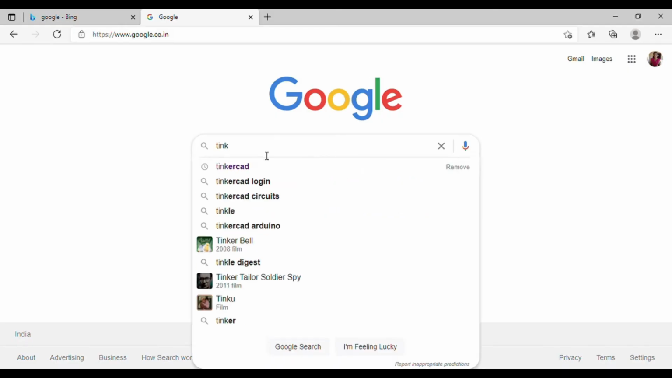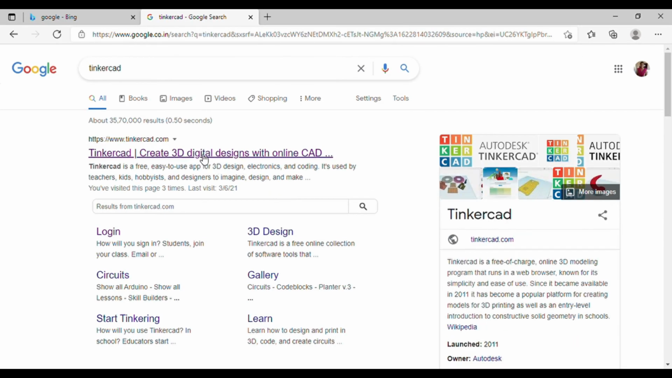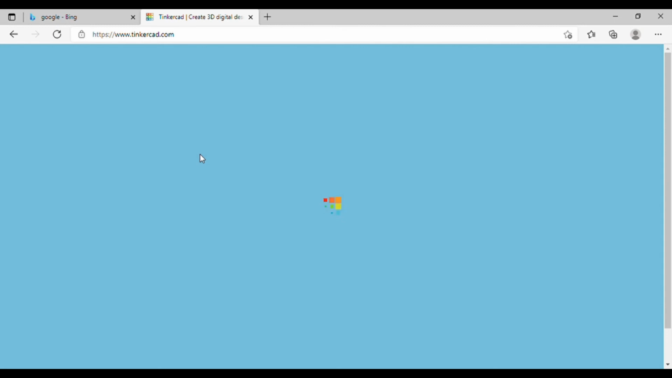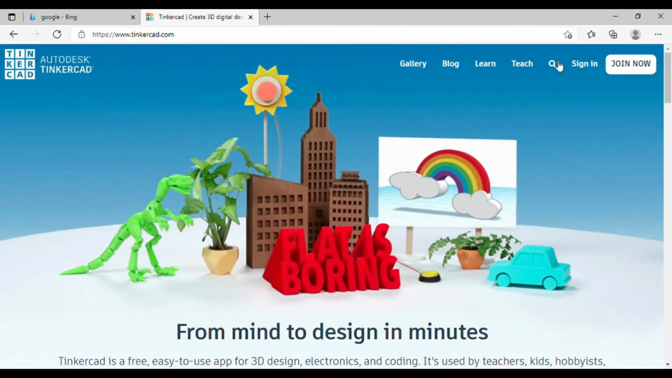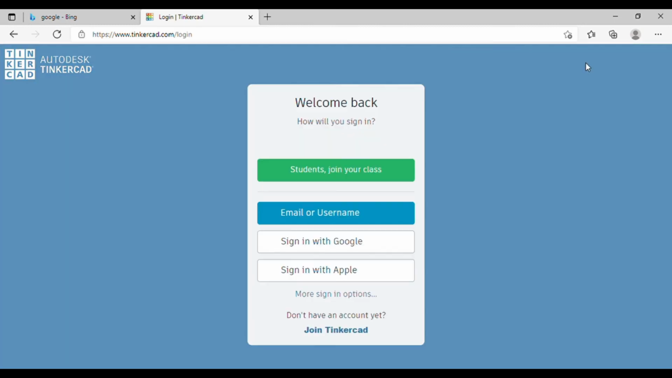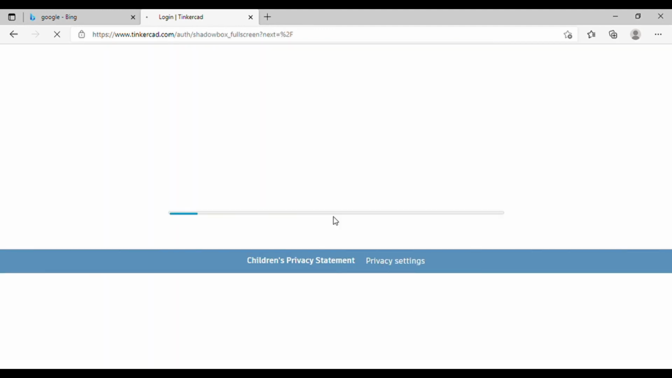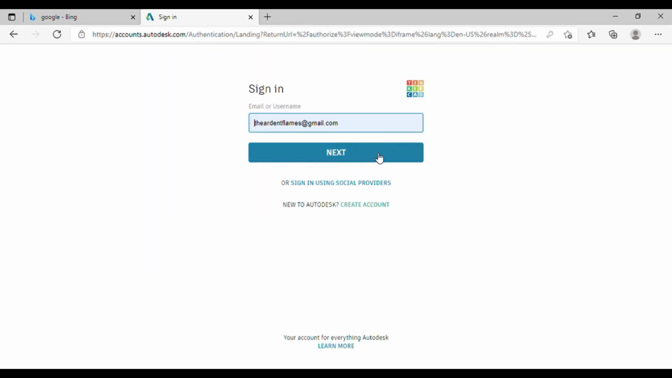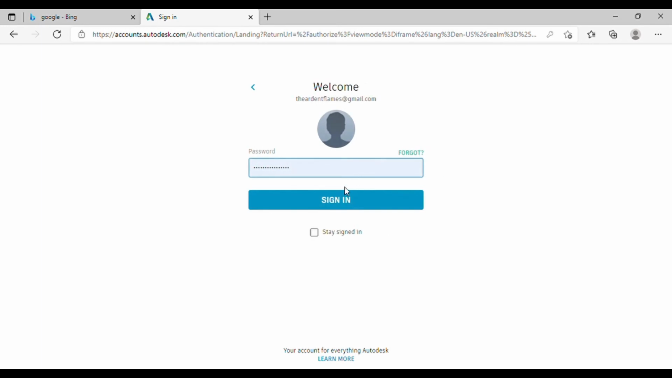For the virtual implementation, type Tinkercad in the search bar. Click the first link that opens. You can sign in using your email ID or the username. I am going to sign in with the email ID. Enter the email ID and password.